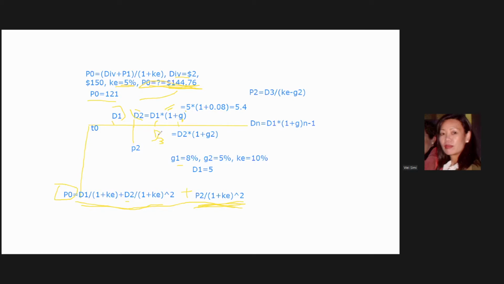Okay, let me remove this D3. I want to type it so you feel comfortable here. So here's the P2, and then here's D3. Remember P0 is here today. You want to figure out all the rest of the cash flows, today's value, that's P0, okay?